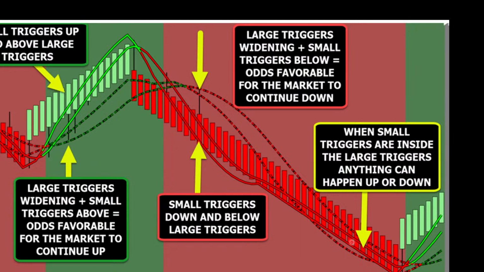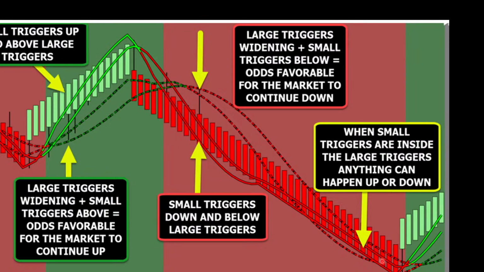The smalls work their way inside of the large. When the smalls are inside of the large, you have weak triggers. When you have weak triggers, anything can happen up or down. So this is where the market can retrace from the middle of nowhere. This is when key Fibonacci areas tend to hold, tend to create bounces.